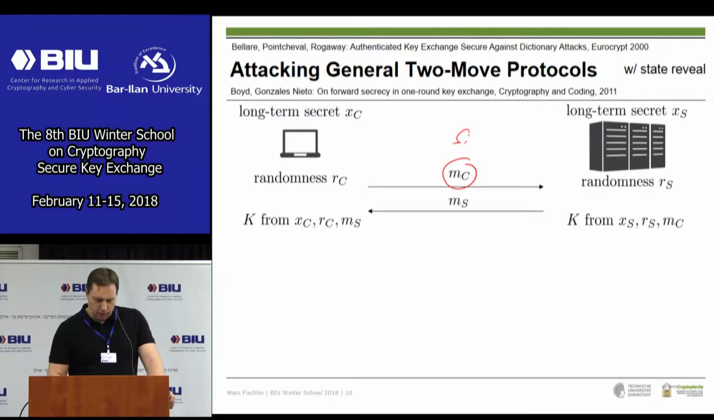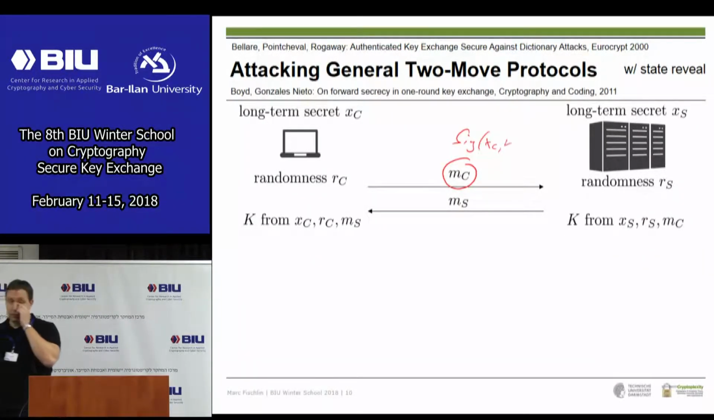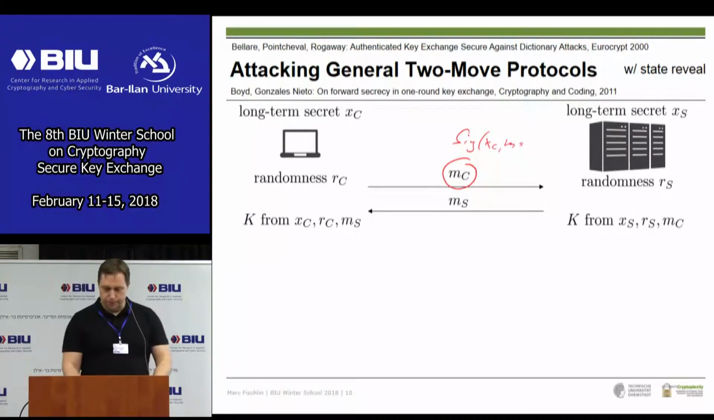And now I again have all the information I need to compute the key in this session. I've got the long-term secret. I've got the randomness, which has been used to create this message. And I've got the incoming message. So I can compute the key, and I can, of course, test this. So contrary to the previous case, now I need another execution of the two honest parties.